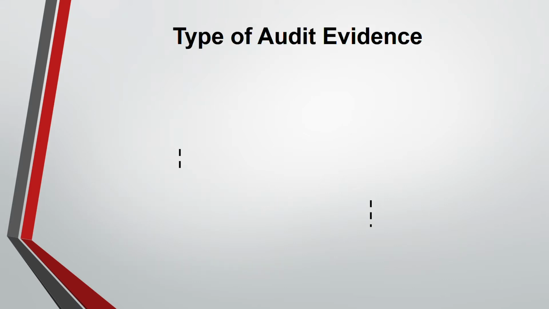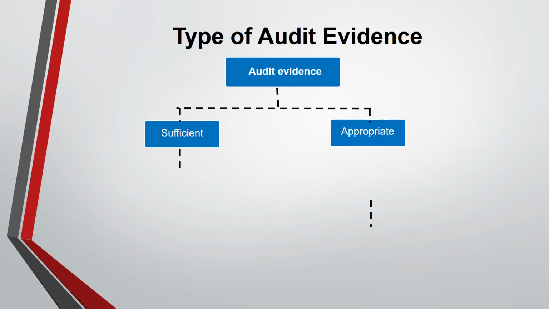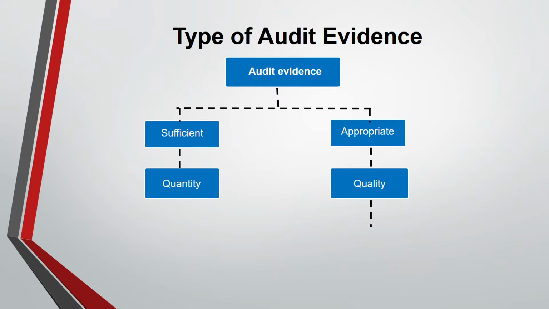Audit evidence. Audit evidence needs to have two characteristics. It should be sufficient and it should be appropriate. If one is missing, then you cannot use it as audit evidence. It should be both sufficient as well as appropriate. Sufficient means quantity wise, and appropriate means the quality.